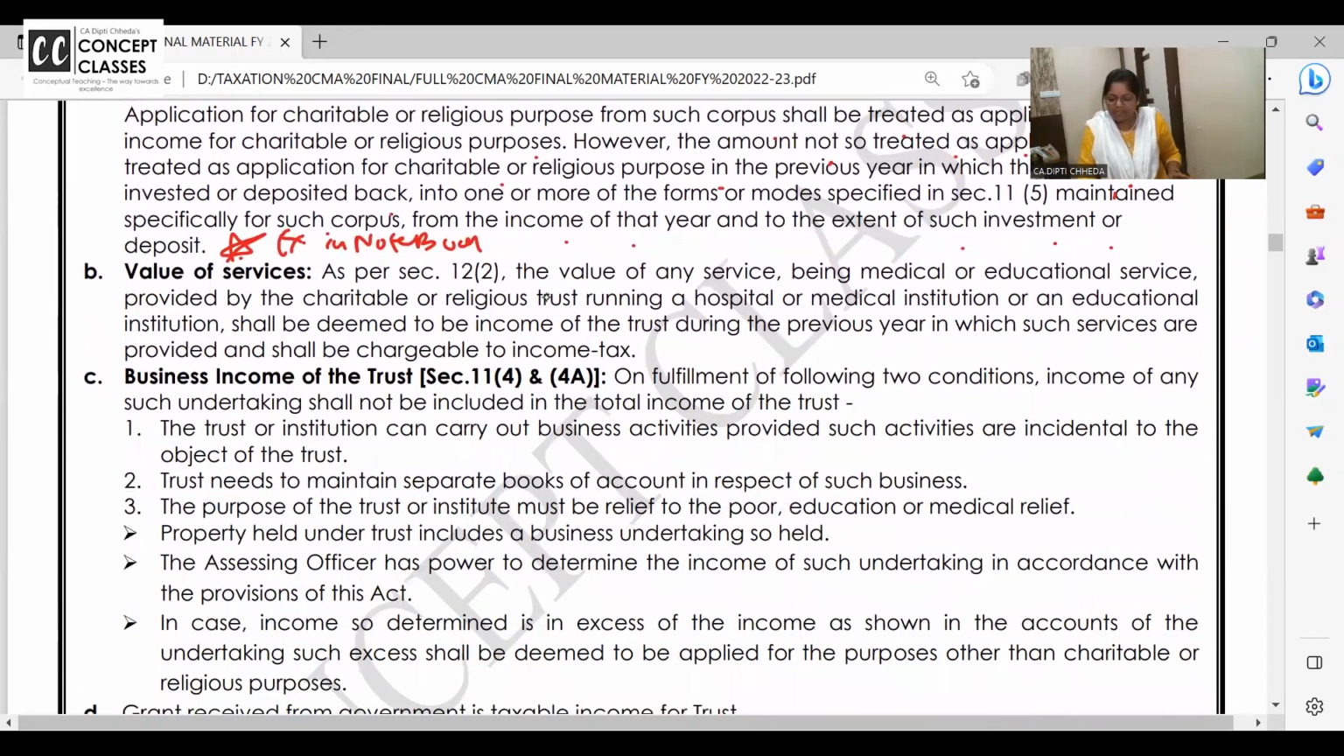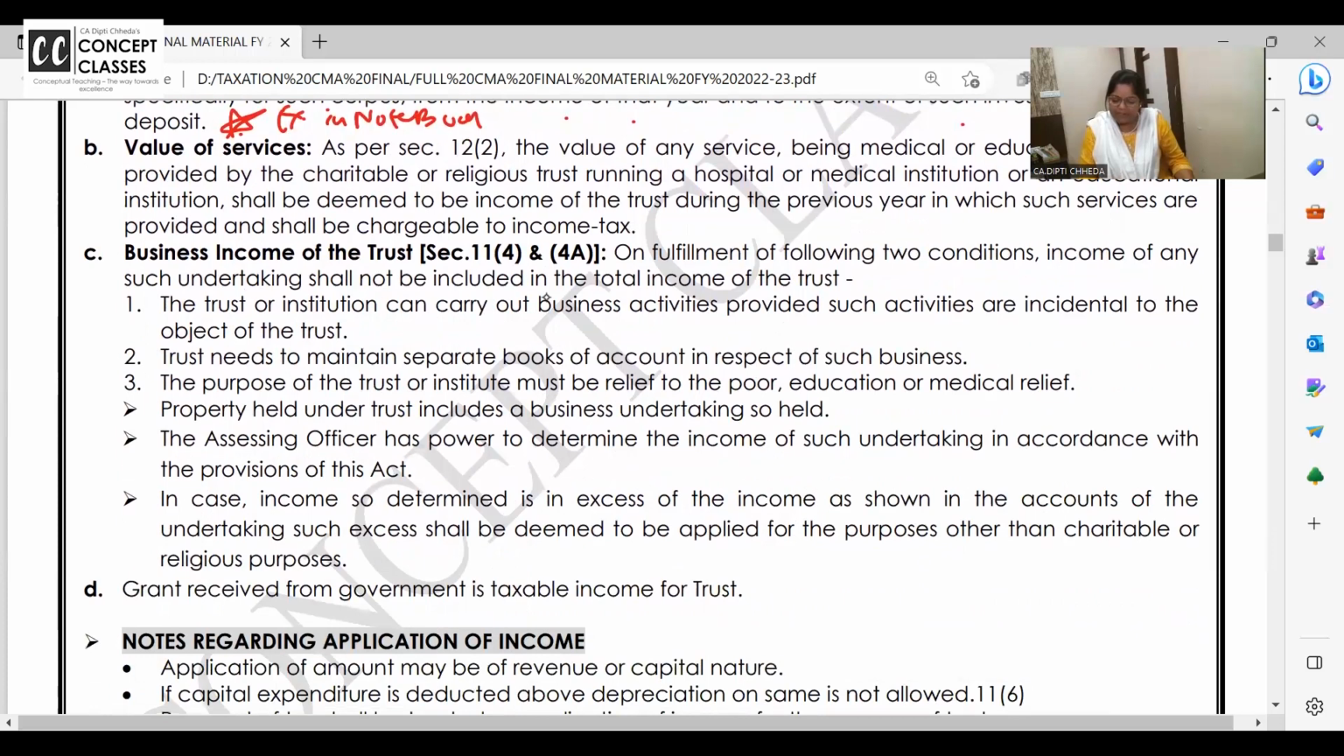Next is value of services, medication, education, fees of the school children, patients se jo fees lete hain, provided by trust running hospital and all shall be deemed to be the income of the trust. Business income. Trust can carry out the business activities. Yes, it should be incidental to object of the trust. If trust is formed relief of poor and you are doing selling water pouches, not allowed. Your business should be related to the object of the trust, because trust ka object paise kamana nahi hai.